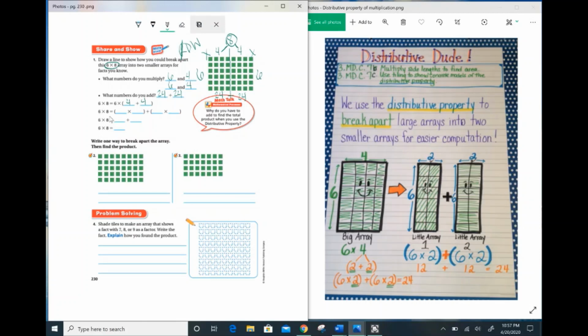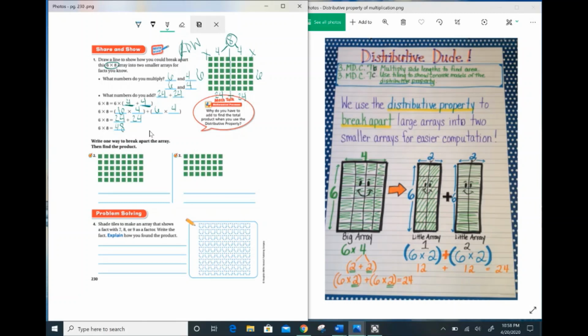So 6 times 8 is also equal to, remember, we're multiplying 6 by each of these numbers. So 6 times 4 and 6 times 4. We know 6 times 4 equals 24 plus 6 times 4 equals 24. So 24 plus 24, boys and girls, equals 48. 6 times 8 equals 48.